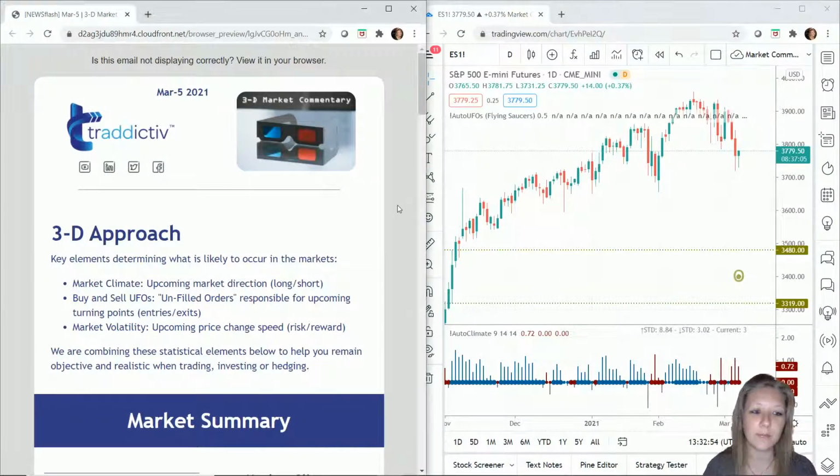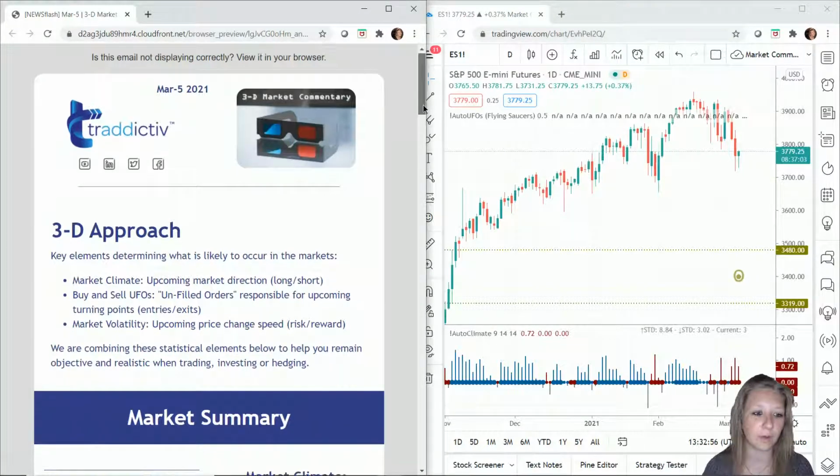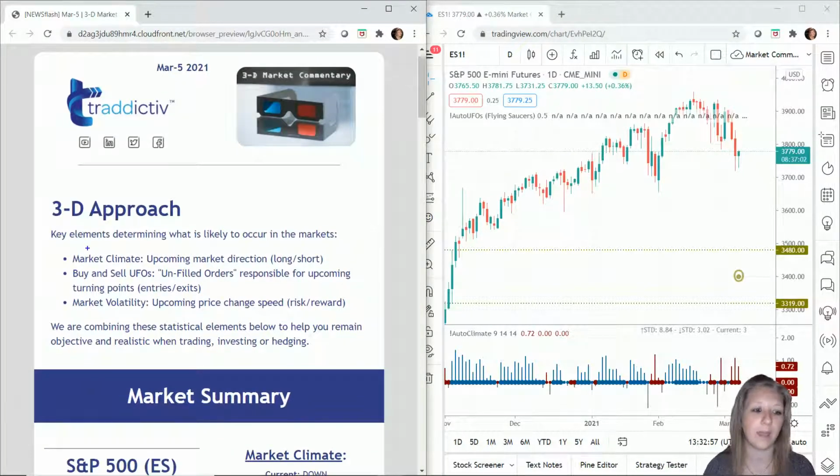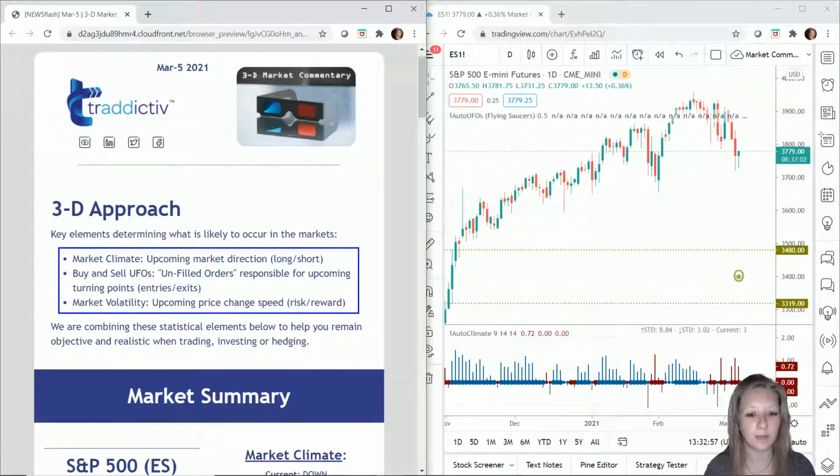So it's a 3D approach. Why do we call it a 3D approach? Because we're looking at three main elements here. Again, using technology, using data, we try to be as objective as possible when we're trading, and that's why we use technology here to help us.